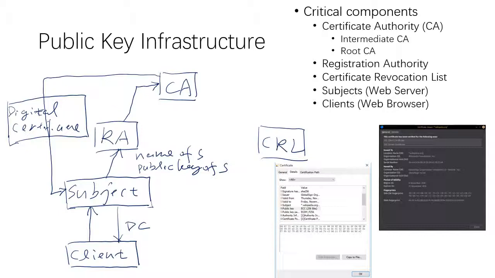Another important piece of information in the digital certificate is the expiration time. Whenever the current time passes the expiration time, the digital certificate is no longer valid. Then the subject needs to reapply and get another digital certificate, or he won't be trusted by the client. But there's one exception, which is the certificate revocation list.